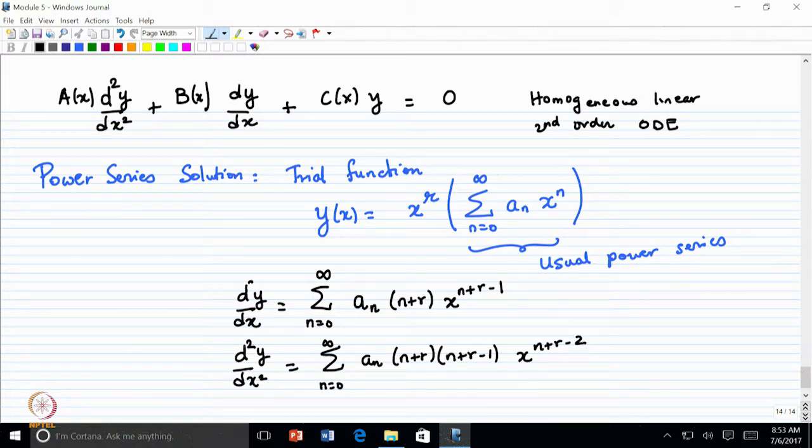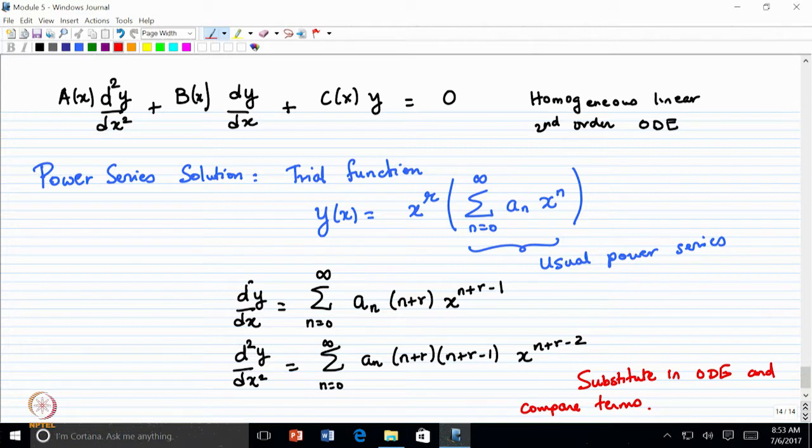Okay. So, once you have all these, then you substitute all these back in this ODE and compare terms. Okay. We will see this when we actually do the example, but this is the basic idea.